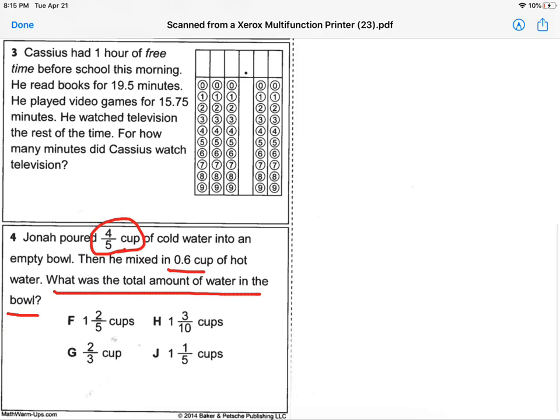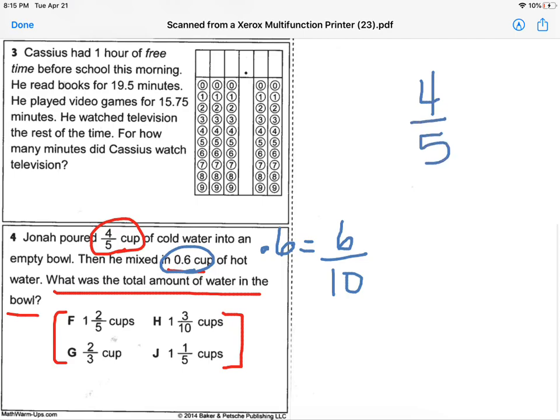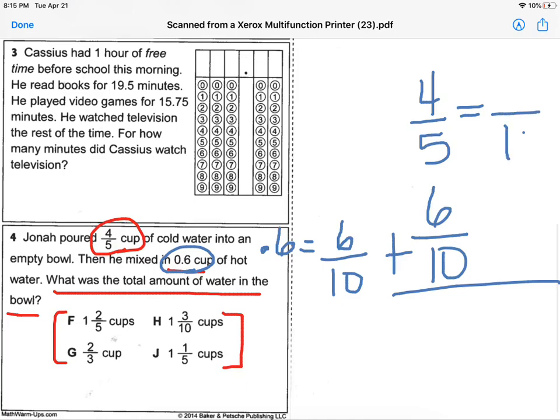Well, if you look at your answer choices, they're all in fractions. That means you're going to take this number and put it into a fraction. 6/10, decimal 0.6. That's the same as saying 6/10. Okay, so we had 4/5, and he added 6/10 of hot water. You're going to find a common denominator between 5 and 10. So can 5 go into 10? Yep. 10 is going to be your common denominator. Make equivalent fractions and then add.